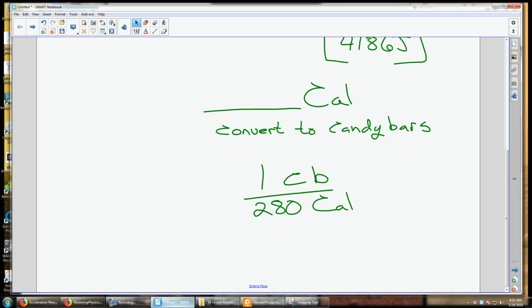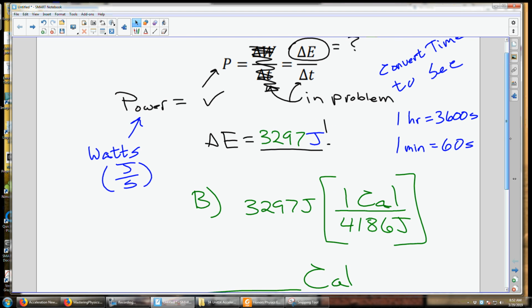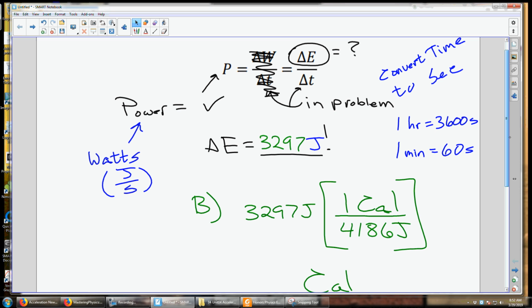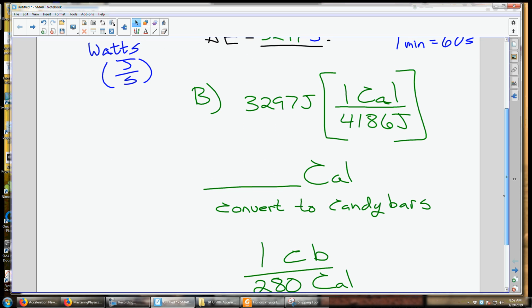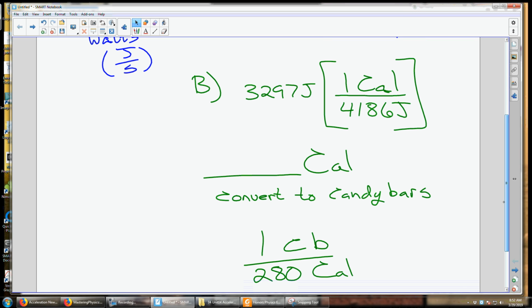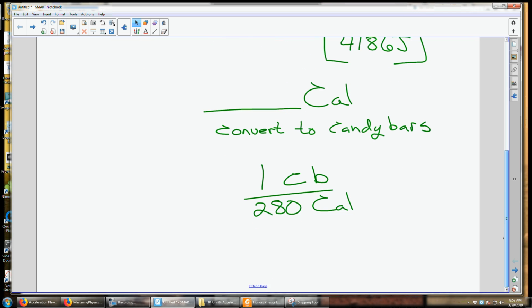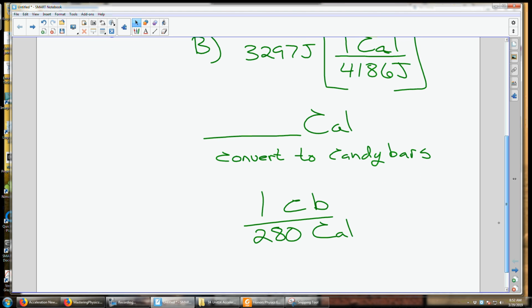So in the beginning, I'm finding out how much energy it takes from the power and the time. Then part B is really just converting from joules. I first converted to big C Cals and then to candy bars. But you could just go directly from joules to candy bars, right? With another conversion. Remember all the picket fences? Hopefully you did as chemistry students. That's really it. That's how you do that one.